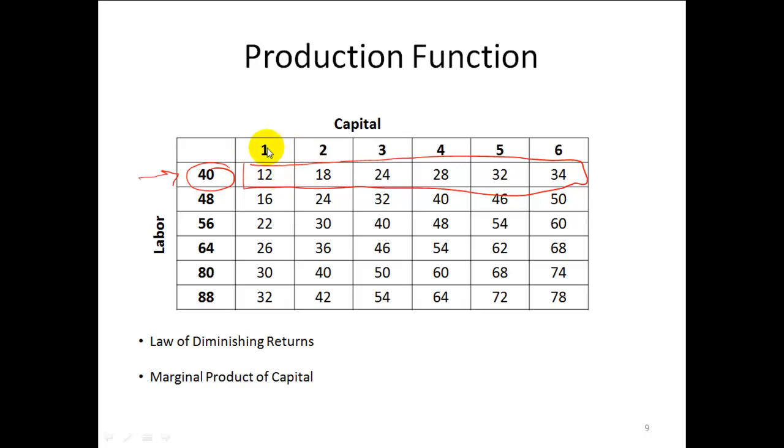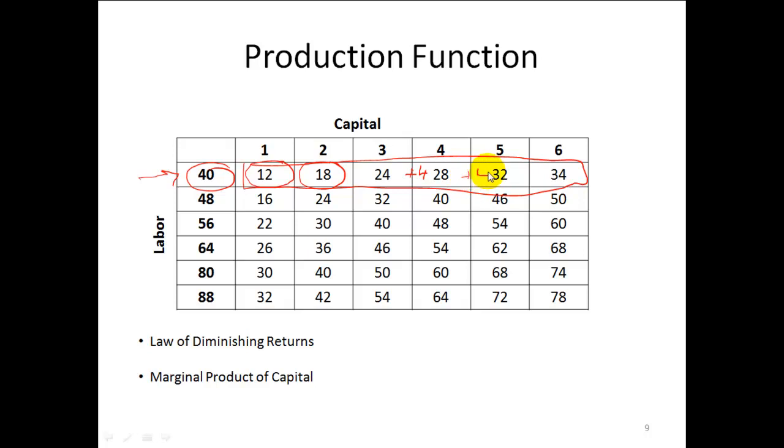So here we have one unit of capital. To make sure you can understand this grid, this number 12 means that your output is 12 when you have 40 units of labor and one unit of capital. 18 means that your output is 18 when you have 40 units of labor and two units of capital. So notice that along this row which I have highlighted, the labor is constant but capital is increasing. As you increase your capital from 1 to 2, the increase in output is plus 6. And then here again the increase in output is plus 6. But then the output increases after that as you increase capital, but by smaller amounts.